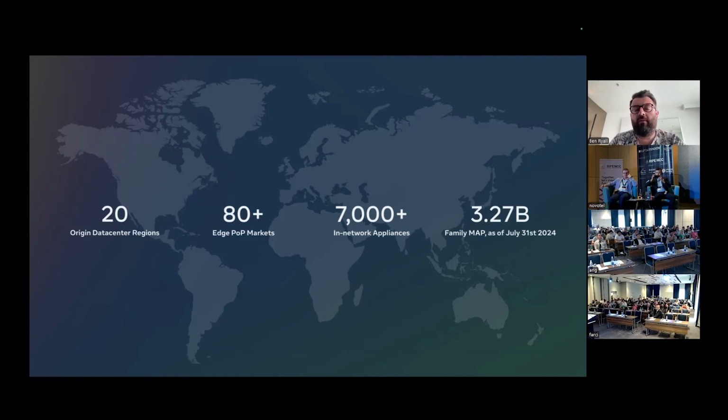Then to support that, we have 80 edge POP markets. This is infrastructure we have in carrier neutral data centers where we do interconnect with networks. And then we also have our Meta network appliance, which is our in-network caching program, where we have 7,000 of those deployed globally. And all of this infrastructure is supporting billions of people using our products. As of July, that's 3.27 billion using one of our products at least once a day.